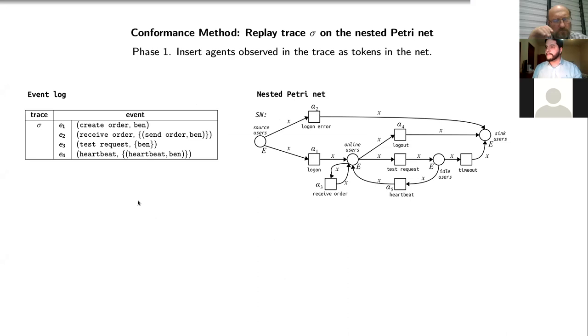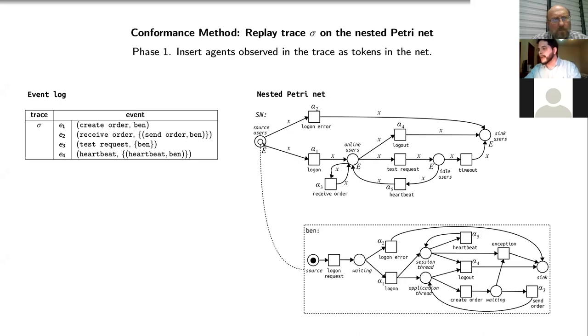How the method works. In the first phase, the idea is to replay this trace on the nested Petri nets and to find deviations where the system that's observed in sigma has violated the model. So first of all, we insert the agents that we have observed in a trace, in this case there is just one, Ben, in the source places of the model according to its type. So we assume that we have a matching, that for one identifier of an agent, we have one special class of workflow Petri net for such an agent. Then phase two is simple. It's just to execute the model as indicated in each event.